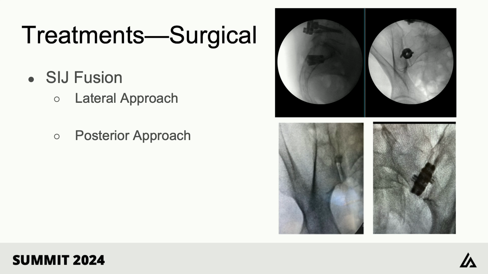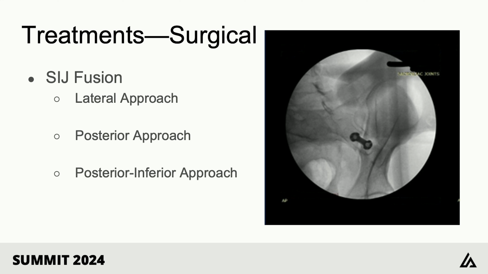There's the posterior approach. And this is where we make a small incision in the skin over the backside of the joint. We distract the joint open and place a device into that joint and try to fuse it across that device. Fewer complications even than the lateral approach. Very rare to have a neurologic complication with this one. And this one, it can be done by both neurosurgeons, orthopedic surgeons, as well as interventional pain specialists.